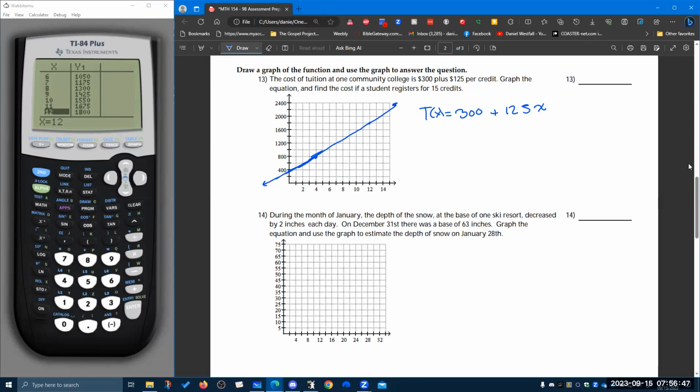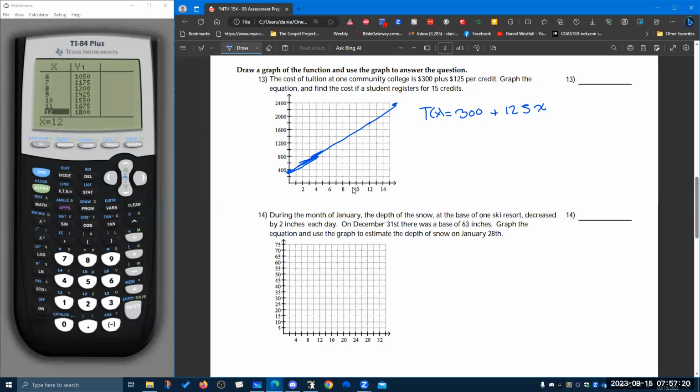It doesn't make any sense over here. Not sure that I can erase pixels with this. No. So it only makes sense up to right there and then stop, because we can't take less than 0 credit hours at the college.